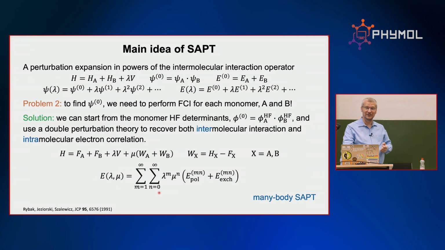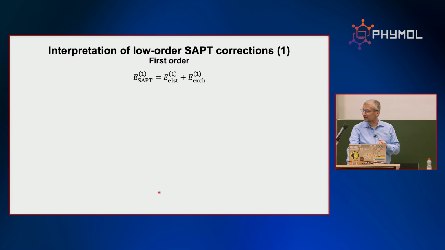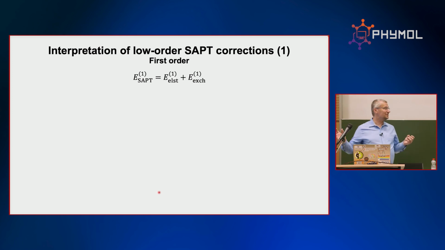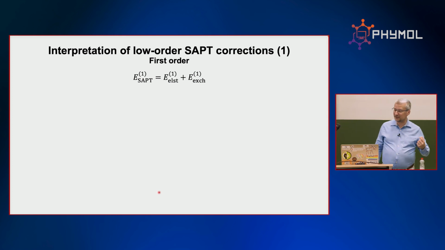So I'll try to illustrate the meaning of the lowest order SAPT corrections with some seriously bad and crude cartoons. In the first order, thanks to symmetry adaptation, I'm getting two pieces of interaction energy: electrostatics and exchange. I skipped the second index because I can do anything. I can just look at E10, or I can look at corrections due to intramolecular correlation. In general, the interpretation is the same because that's the same component of the interaction.